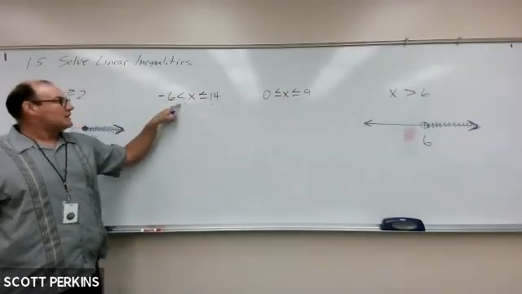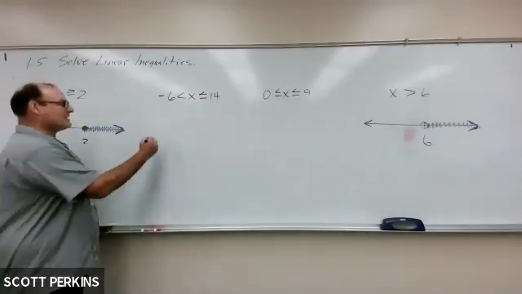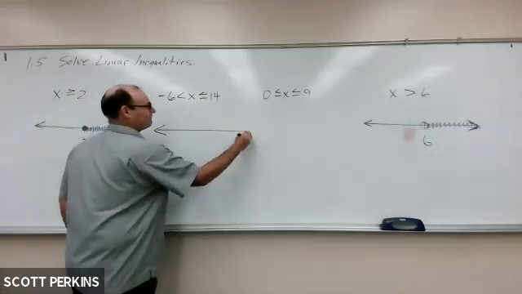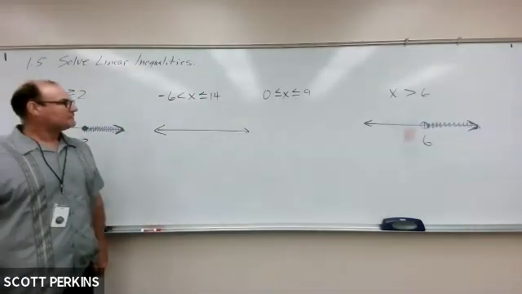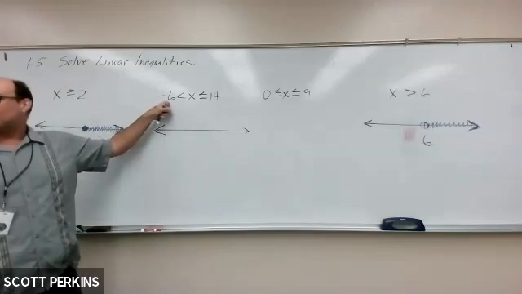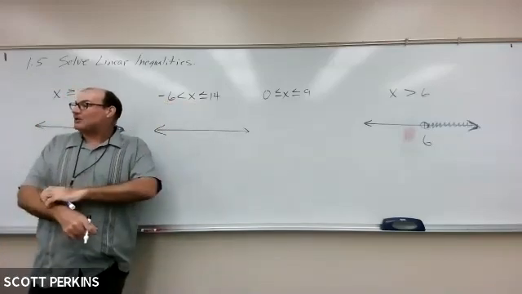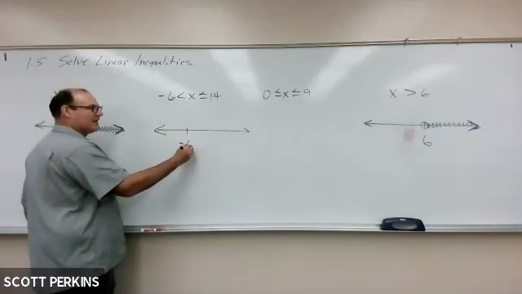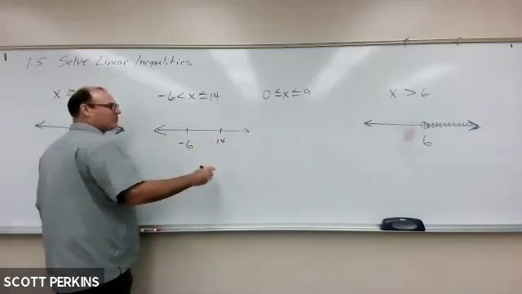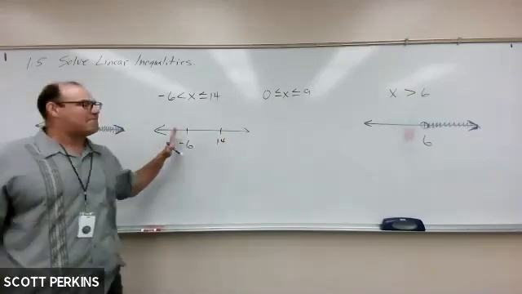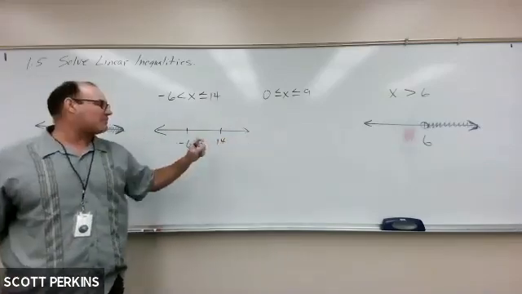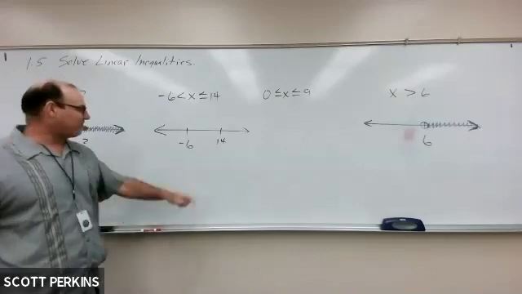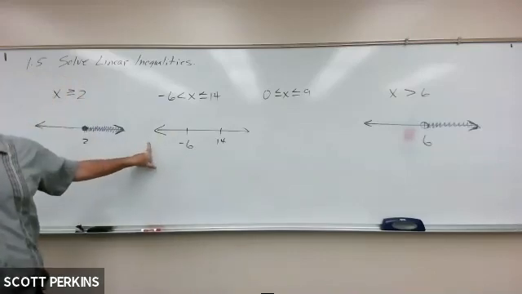All right, this inequality has bounds on both sides. So this time I have a lower end to this interval and an upper end to this interval. So I'm going to label both of those points. I'm going to put a mark here for -6 and a mark here for 14. Again, our points always get bigger the further right you go. That's why I put the 14 to the right. The 14 would never go on the left side of the -6.